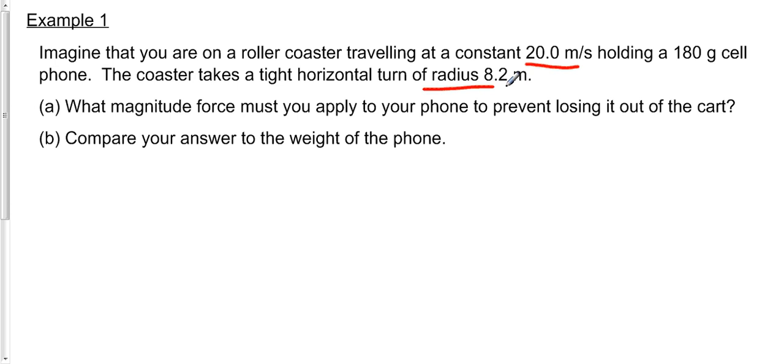And just to be clear what this is actually measuring, if we imagine a top-down view of the roller coaster, this is the path of the roller coaster. Well then this section where you actually have the turn happening, if we imagine completing this circle all the way around, this radius here would be the 8.2 meters. So this distance here is the 8.2 meters. And so that's the radius we're talking about.